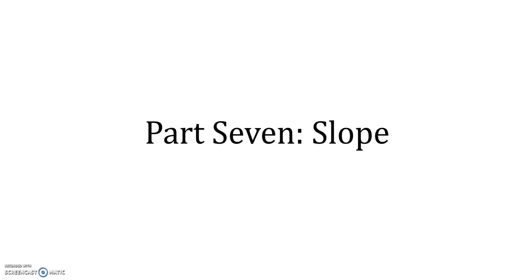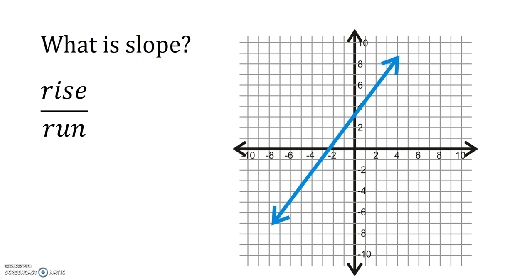Okay, Honors Geometry students, today we are going to discuss part 7 of your Honors Geometry packet, which is slope. First, you have to recall, what is slope? Whenever we're discussing slope, we're discussing a line. We're discussing how steep the line is, and the common phrase we discuss is rise over run.